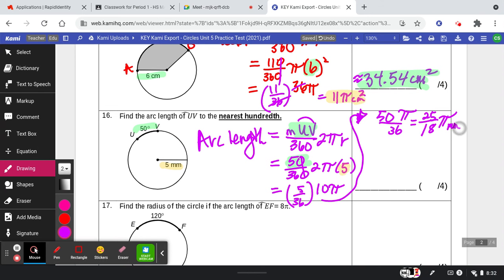This one is millimeters for my units. It is not squared because it's just a distance. It's not squared because it's not area. So, do you want to write a note to yourself? Area is always going to be squared. Circumference or part of the circumference is always going to be plain units.